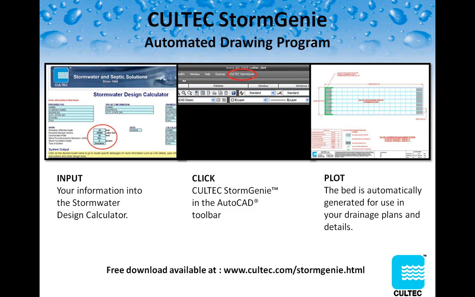The CULTEC Storm Genie, it's an AutoCAD plugin that allows you to generate a CULTEC Stormwater system in AutoCAD based on the information you entered into our Stormwater Design Calculator, which we talked about earlier. And it creates the corresponding system based on the model you selected from the pull-down list in the calculator program. And it's really quick. First, you fill out the Stormwater Design Calculator and save the spreadsheet like we did and talked about earlier. And then you go into AutoCAD and click Storm Genie. And this will show up in your toolbar once you have installed the program.